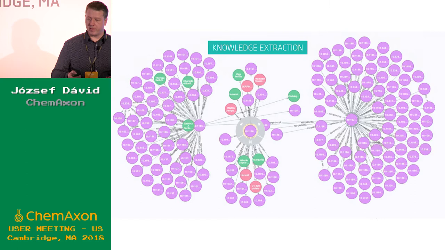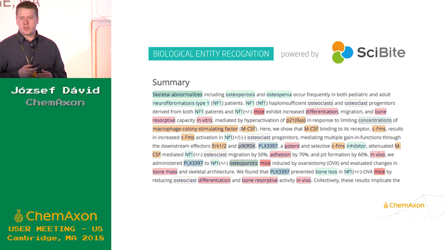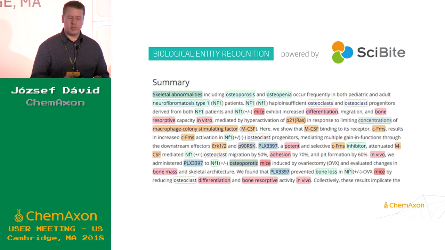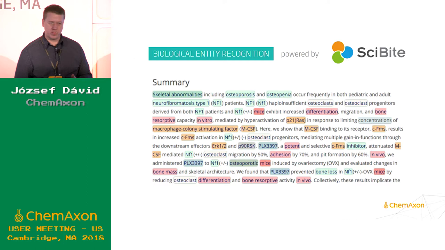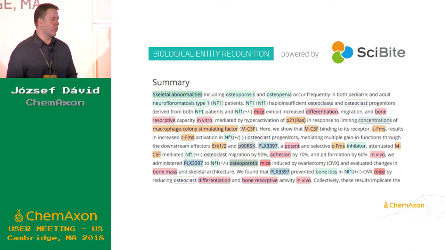Plus, we have the chemical entity recognition already built into ChemLocator, but we don't have the same for biology. Thanks to the already signed relationship with SciByte, we can benefit from their large amount of biological ontologies, which we can use in ChemLocator. And we can do the same entity recognition for biological entities as well. Well, let's say it's not true. We cannot do it at the moment, but we are working on that.